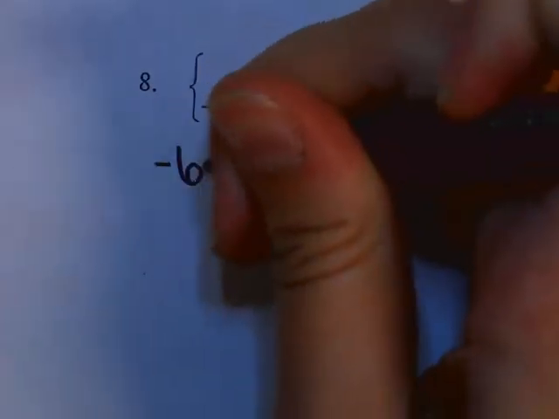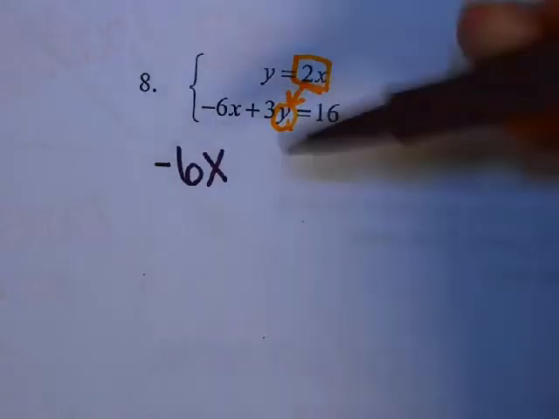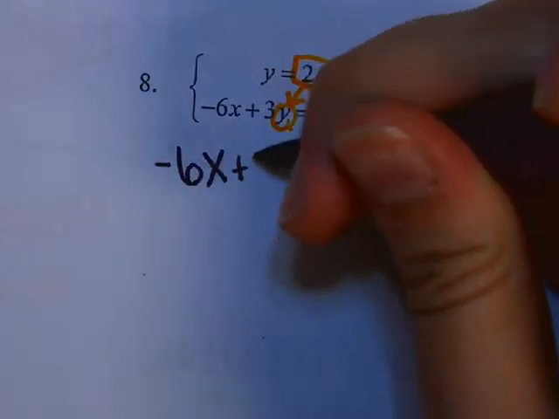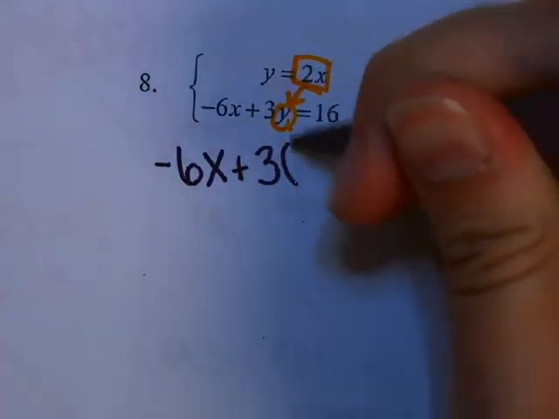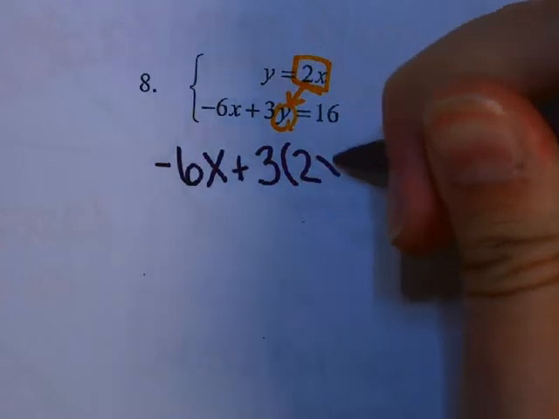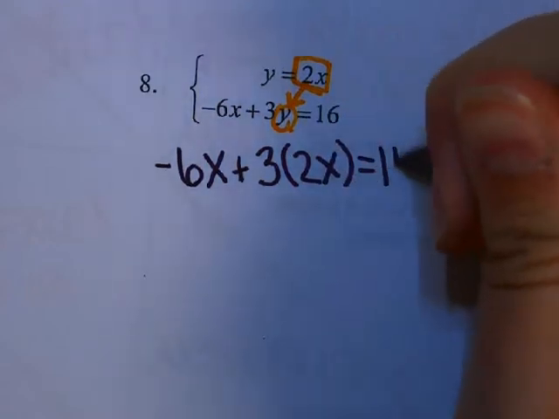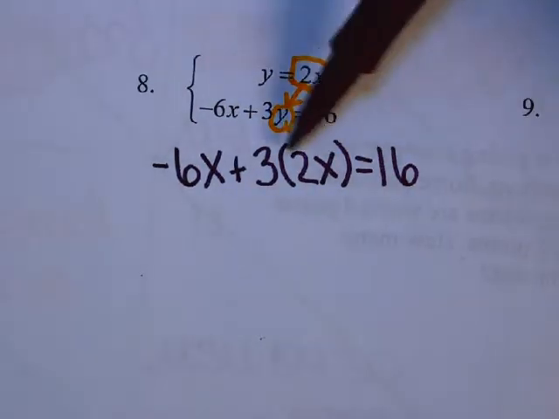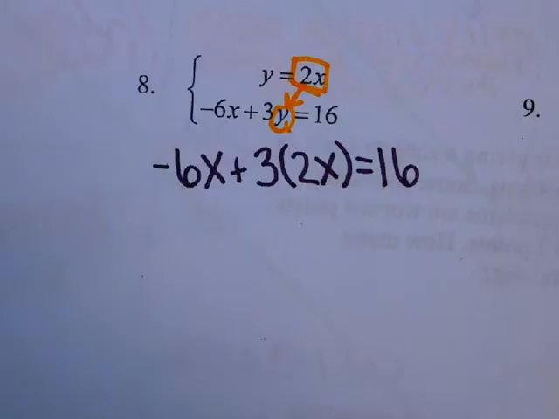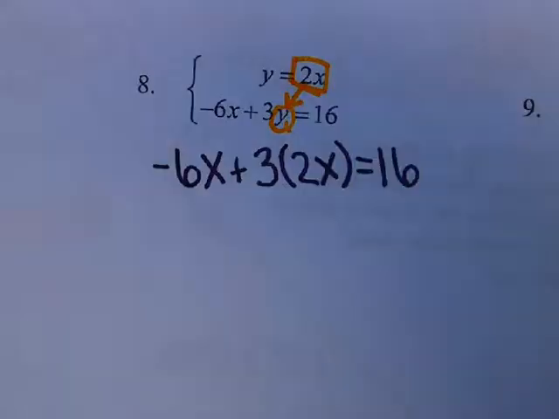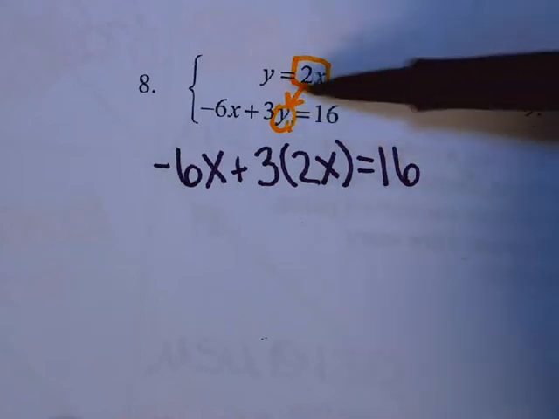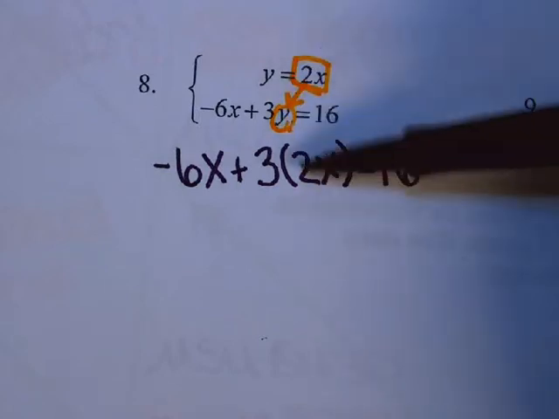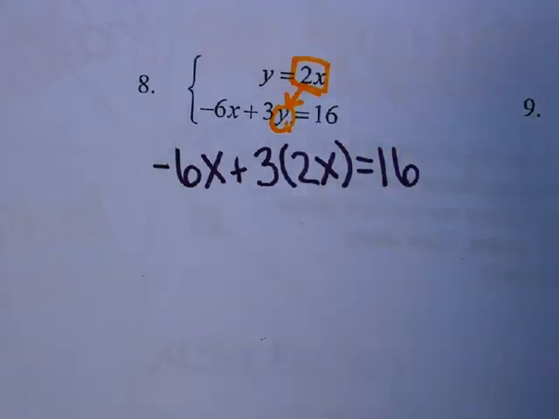So what we get is negative 6x from right here plus 3 times, and instead of y, we're putting a 2x. Notice how I plugged this in parentheses. That's going to be very important later on, that whenever you substitute something in, you put it in parentheses.